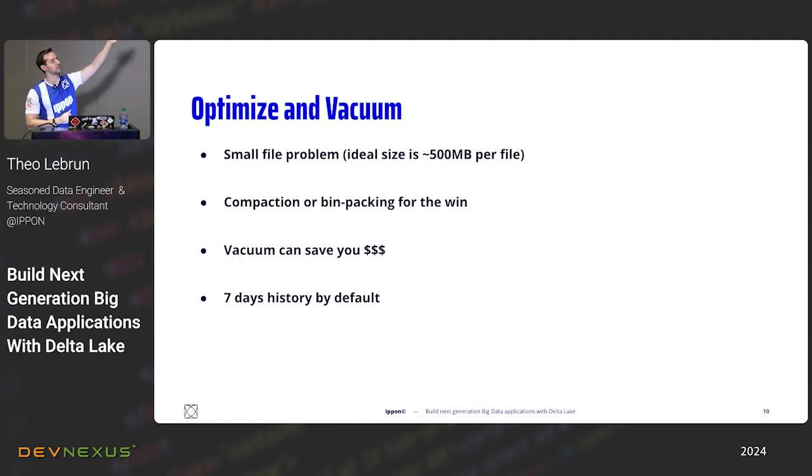So yeah. Like I said, it's called compaction or bin packing. And it's already included. You don't have to do it yourself. So very easy. And then you have vacuum.